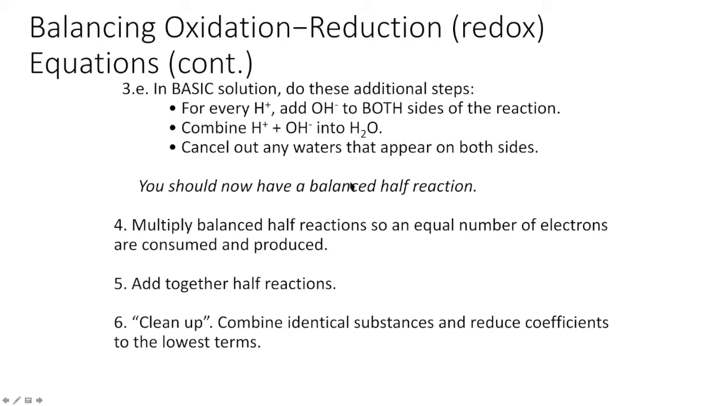Now, once you get the balanced half reactions, then you just have to reconcile the number of electrons for each, because as we already said, the number of electrons transferred in the oxidation has to be the same as the number of electrons transferred in the reduction. So that's what step 4 is all about. And then you do step 5, which is you just add the half reactions together, and then clean it up by deleting or canceling out things that are on both sides. And if you can reduce the coefficients down to lower numbers, then you do that.